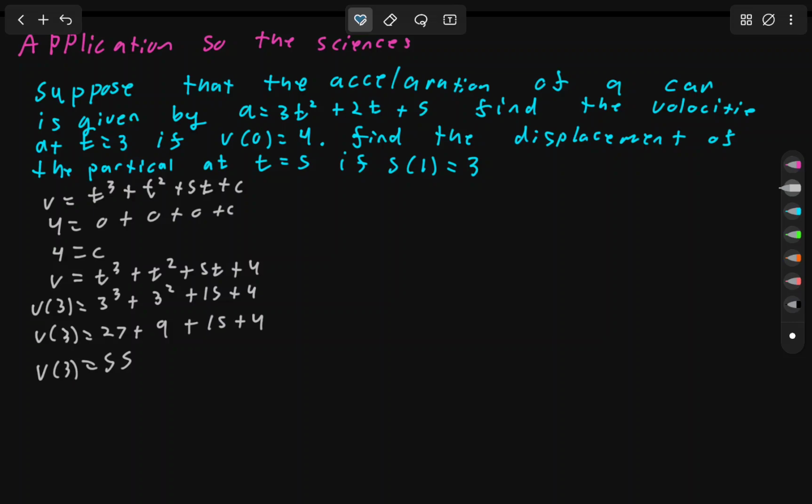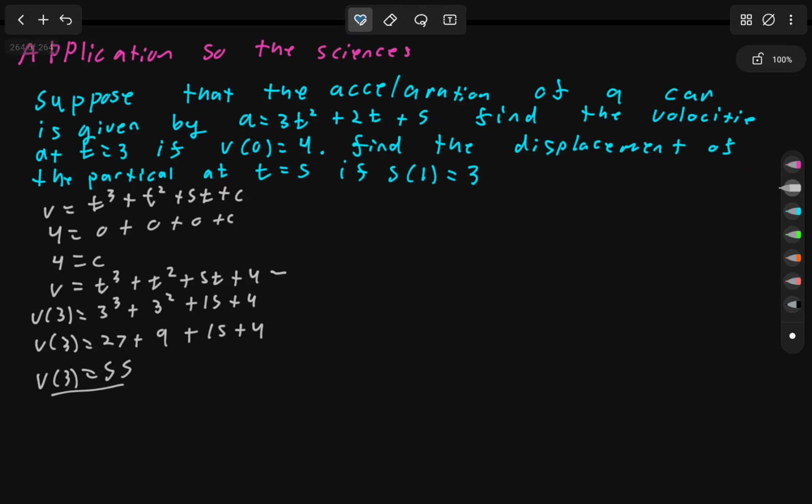I suppose I should have given feet per second, but I don't particularly care. But this would be its formula. Alright, well, now we want to find the displacement of the particle at t is equal to 5 if s of 1 is equal to 3. Well, now we have to take the antiderivative of this.